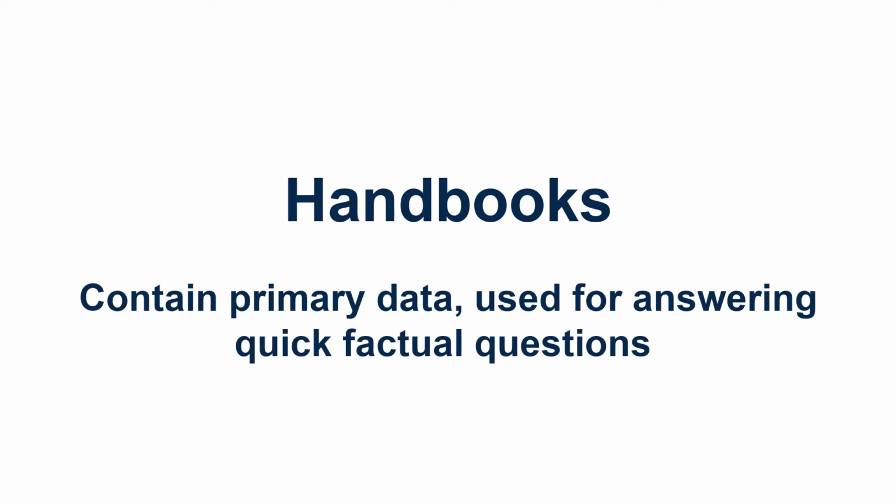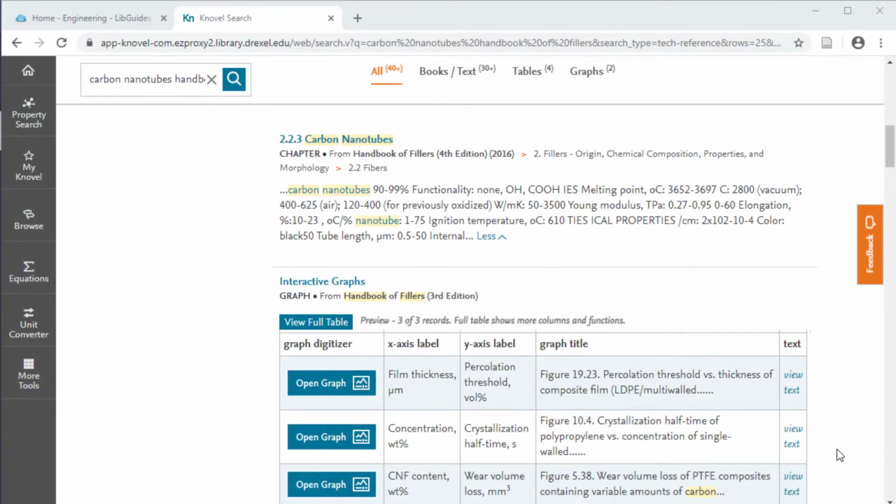Handbooks. Finally, handbooks are a different source you might consider using when doing background research. Handbooks contain collected primary data from diverse sources that are categorized and used for answering quick factual questions. They often contain tables, figures, and diagrams. Knovel contains a number of handbooks.